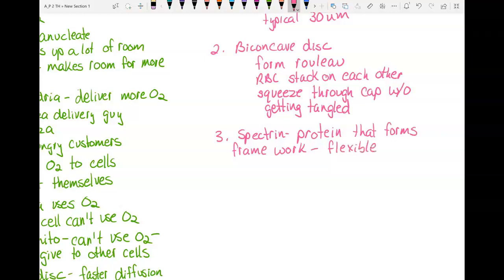So imagine like the 2x4s in a building. They form the framework. Imagine if they were bendy and flexible and you could bend that structure. That's what it's like with your red blood cells. This allows them to bend in order to squeeze through the capillaries.